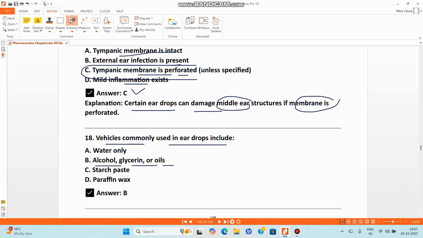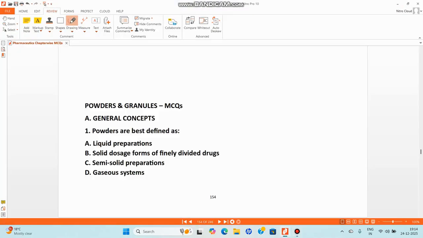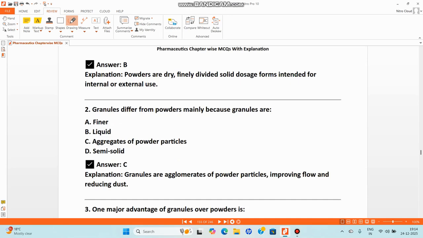When we prepare ear drops, the carrier is either alcohol, glycerin, or oil, right? Next, viscous vehicles. In the next question, that is powder and granules. Powders are best defined as liquid preparation, solid dosage form, semi-solid dosage form, or gaseous system. The answer is solid dosage form of finely divided drugs. So this is the key. This is powders, right? Next, granules differ from powder mainly because granules are, that is C, aggregates of powder particles. This is granules, right?